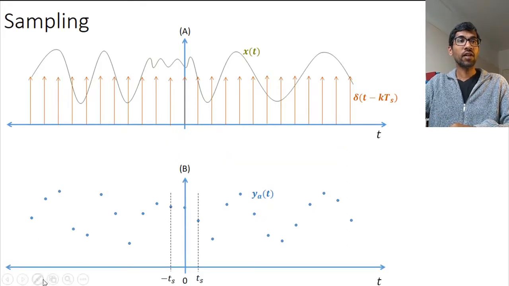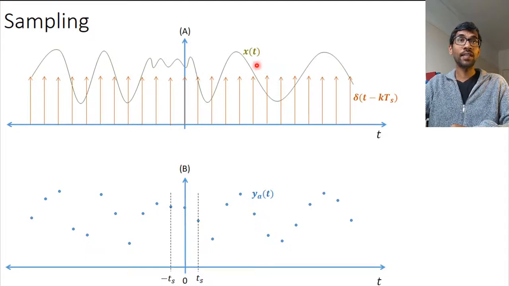So imagine that you have an analog signal like this. Okay, and you want to sample this signal. What I mean by sampling is I want to take basically the values of this signal at certain time instances and not at any other time instance. So I want an output like this. How do I get this?